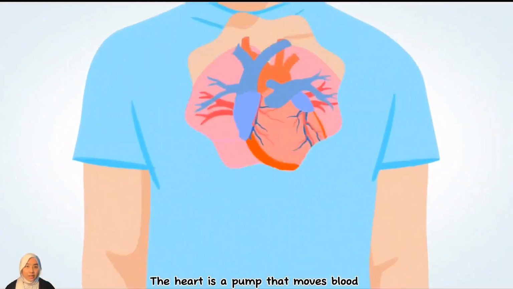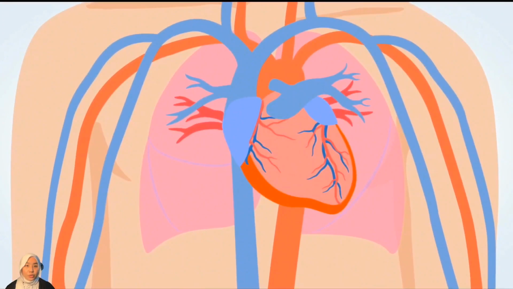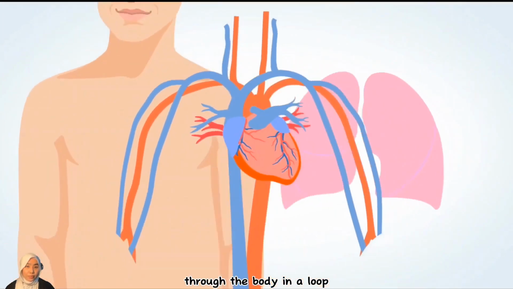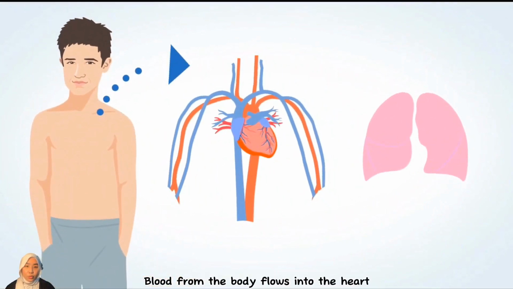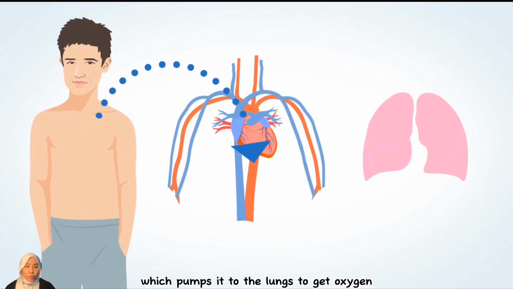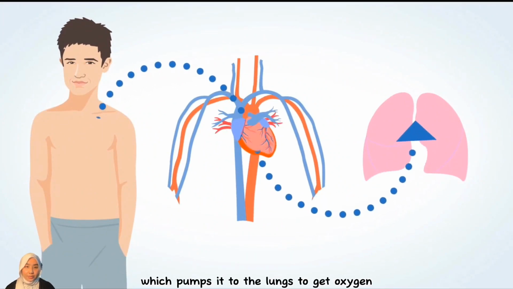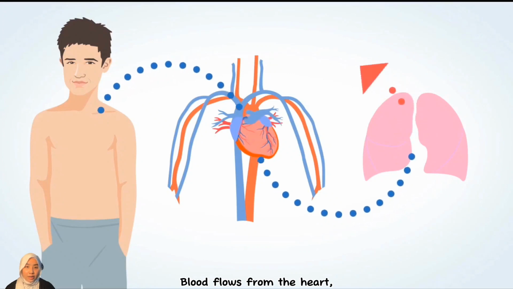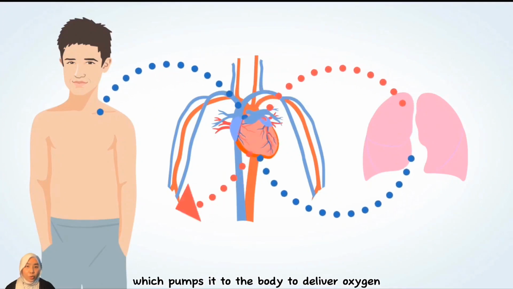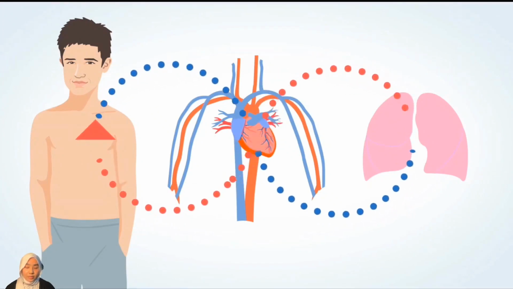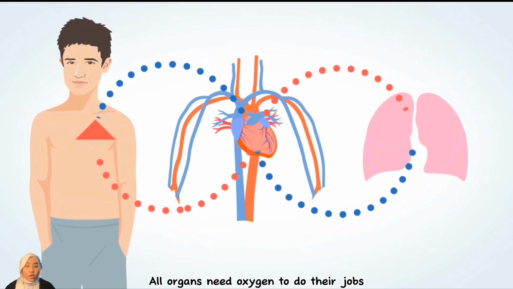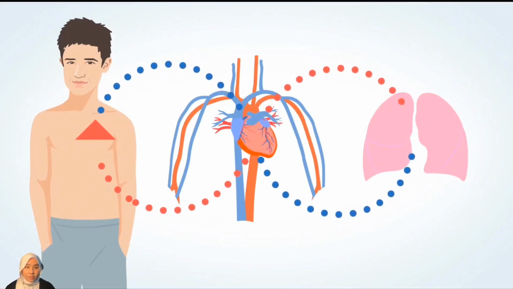Blood flow in the cardiovascular system. The heart is a pump that moves blood through the body in a loop. Blood from the body flows into the heart, which pumps it to the lungs to get oxygen. Blood then flows from the heart, which pumps it to the body to deliver oxygen. All organs need oxygen to do their job.